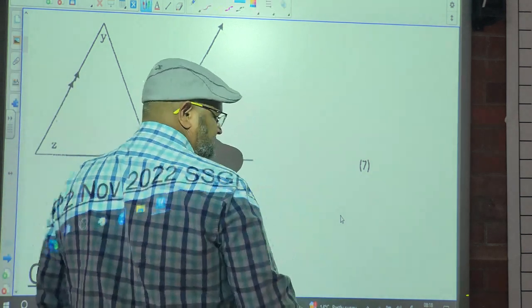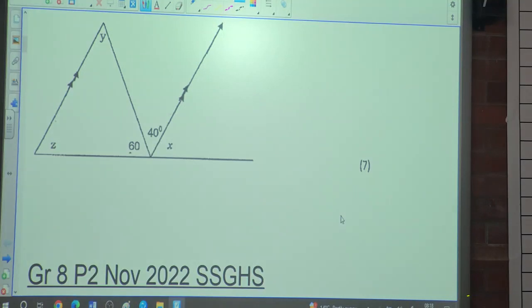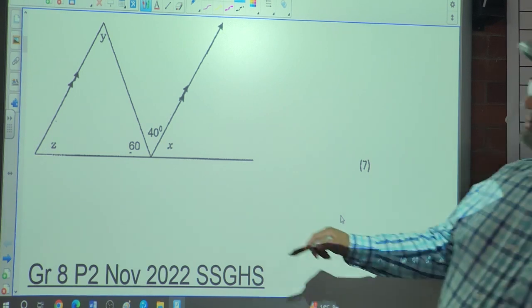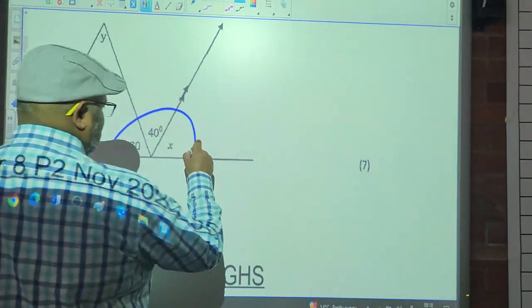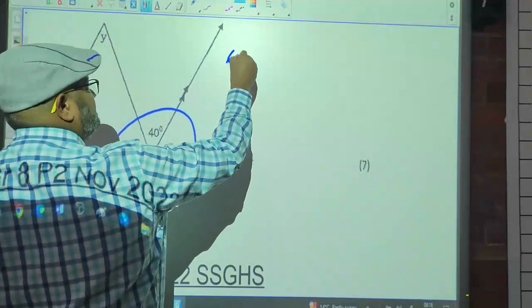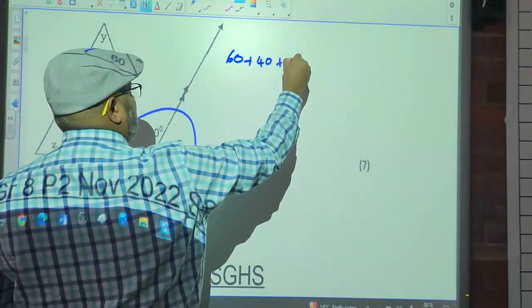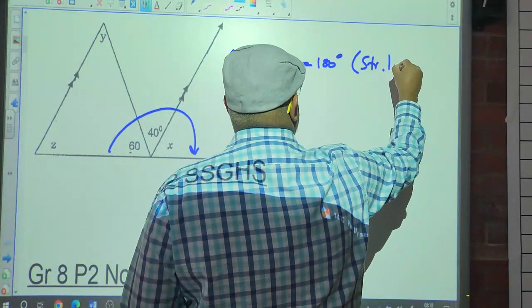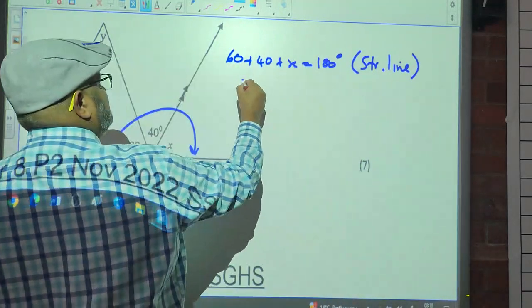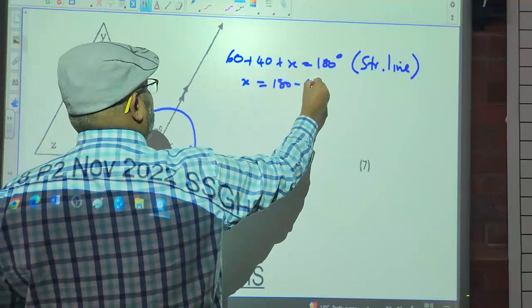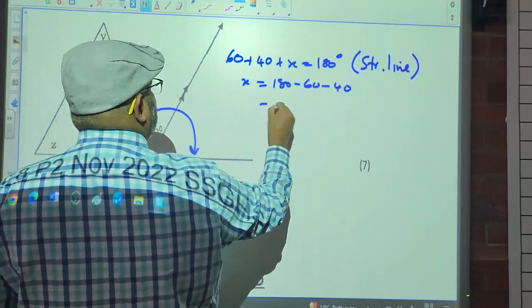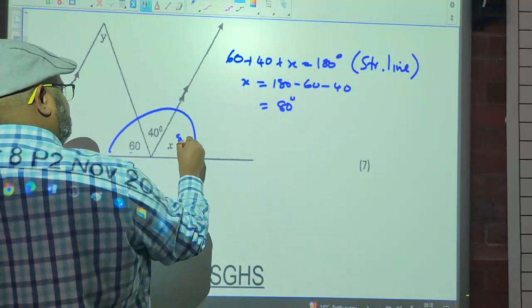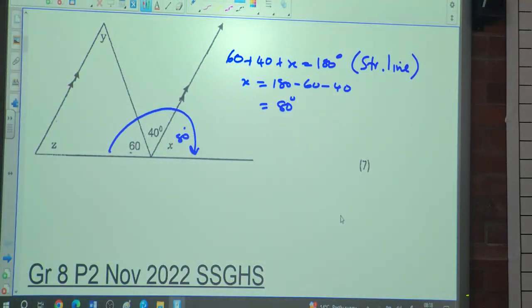So how do we calculate x? Okay, angles on a straight line. So we've got 60 plus 40 plus x is equal to 180. As you see, this is angles on a straight line. So x is equal to 180 minus 60 minus 40, which is 80 degrees.